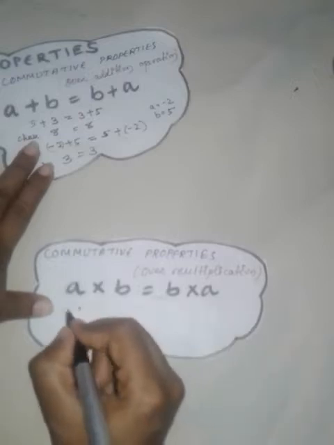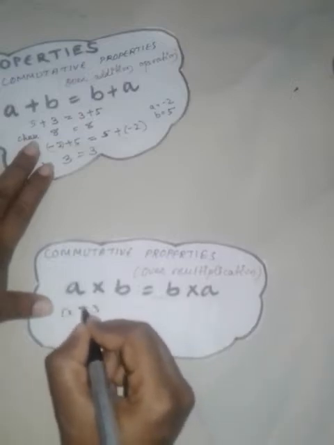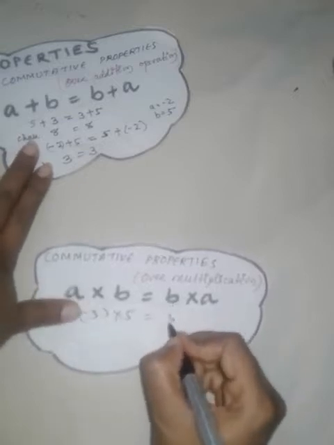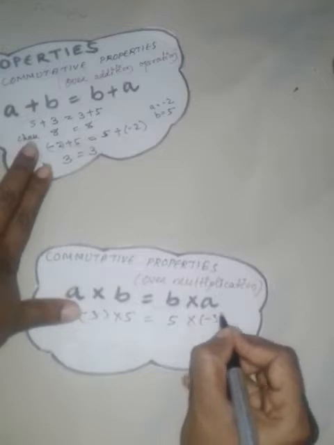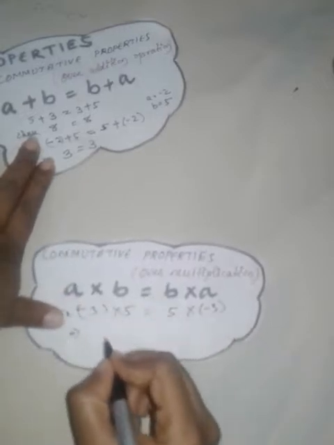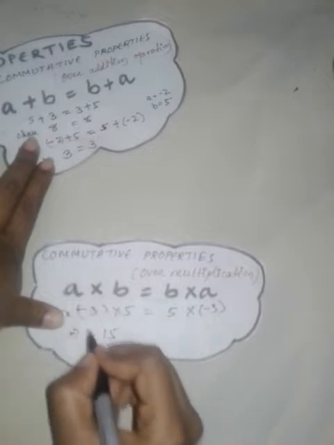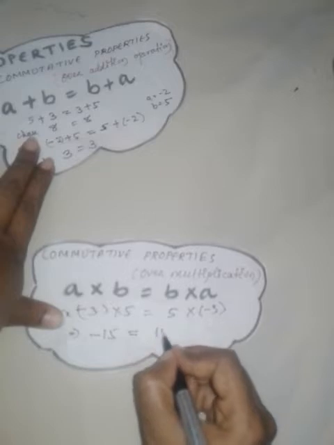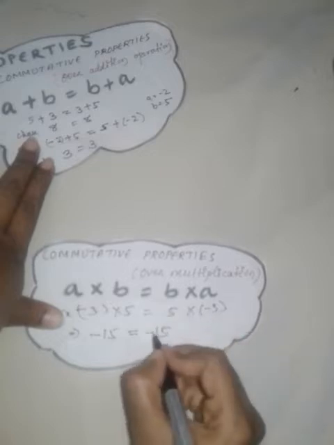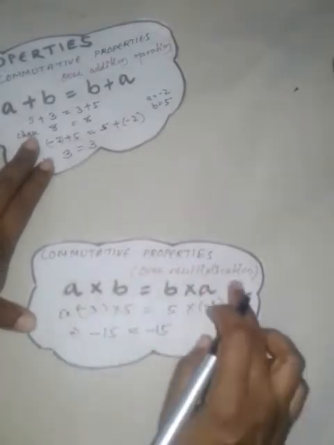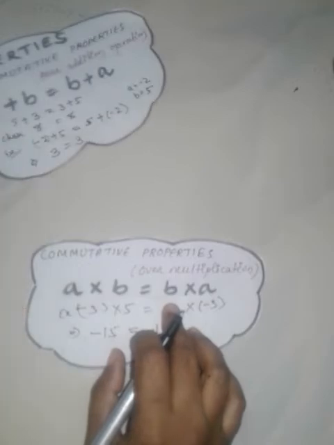Let's take an example. Suppose A equal to minus 3 and B equal to 5. Check the value. 3 into 5 is 15, plus into minus is minus. Then 5 into 3 is 15, plus into minus is minus. The value is correct. So the commutative property over multiplication is A into B is equal to B into A.